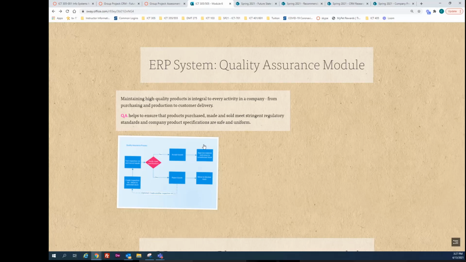So we may have a piece of equipment that's down. Maybe it's broken, maybe it needs repairs, but we may not know that if we're not doing quality assurance on those. So it is an integral part to make sure that the products purchased, made, and sold, number one, meet stringent regulatory requirements, as well as being safe and uniform. It continues to give your company a good name as well.